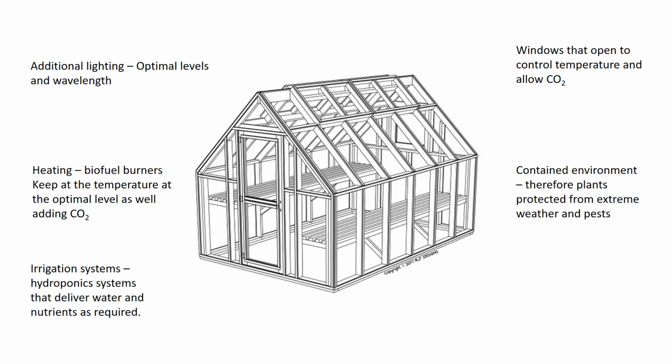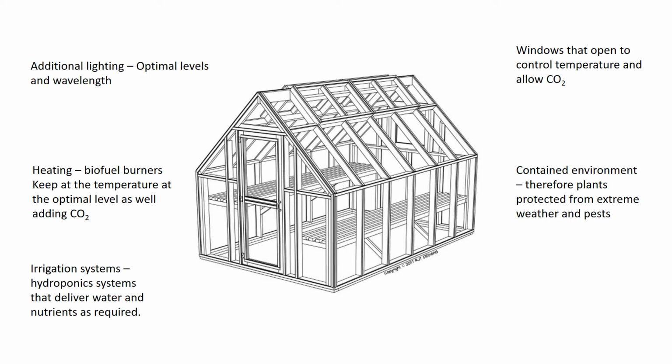So on my perfect greenhouse, I've got some additional lighting, to ensure there's optimal levels and wavelengths of light. I've also got some heating. Some greenhouses have biofuel burners, and they allow us to keep the temperature at the optimum level. Again, there's that optimum. Also, they produce CO2. Remember, biofuel is carbon neutral, like we've already talked about in lesson 4. Irrigation systems and hydroponics. We'll talk a bit about those in a minute, but they're all about delivering water and the nutrients required to ensure that the plant is receiving the optimum amount of both nutrients and water.